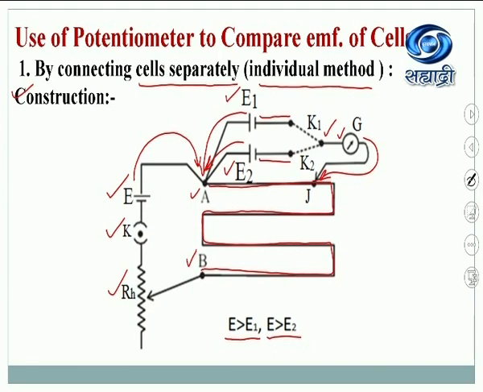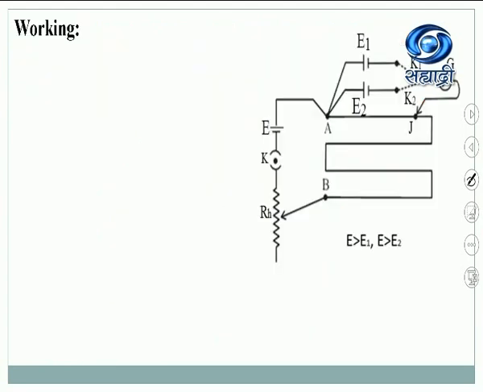So with this construction, now we shall see how this circuit works. The working: the same circuit diagram is shown again here. Now we shall see the working of this. Close the key K. So close this key. When we close the key, that means current will flow through this potentiometer wire AB, remember.